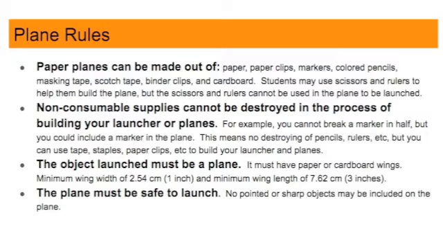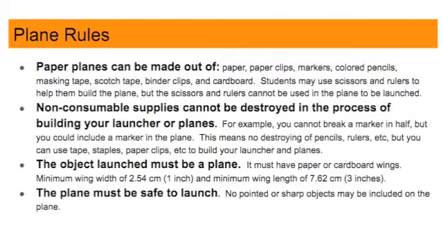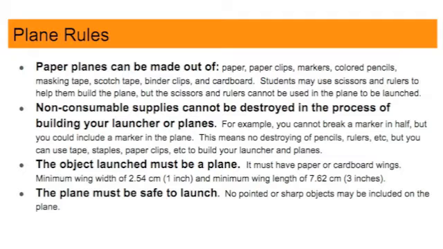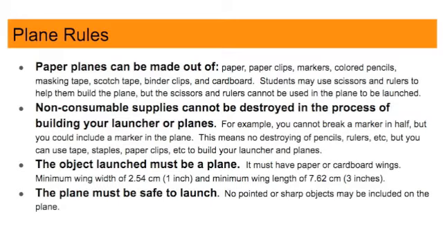The additional plane rules are as follows. Again, the planes can only be made out of the supplies given: paper, paper clips, cardboards, colored pencils, masking tape, binder clips, etc. The object launched must be a plane, so it must have a minimum wing width of 2.5 centimeters and a minimum wing length of 7.6. The plane must be safe to launch, so no pointed or sharp objects may be pointing out of it. And then you may not destroy any non-consumable supplies. You can't break any pencils or things like that in the building of your plane.